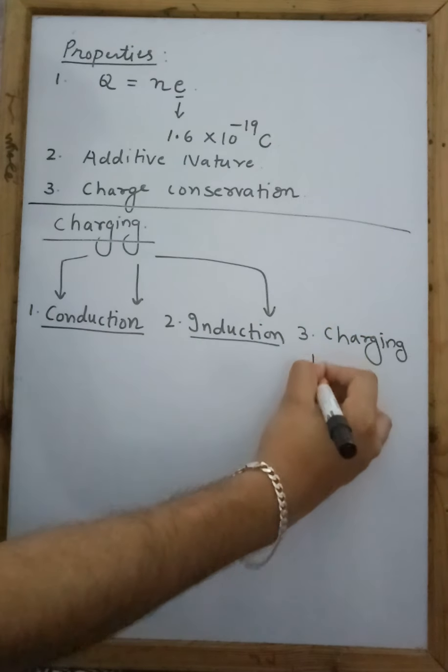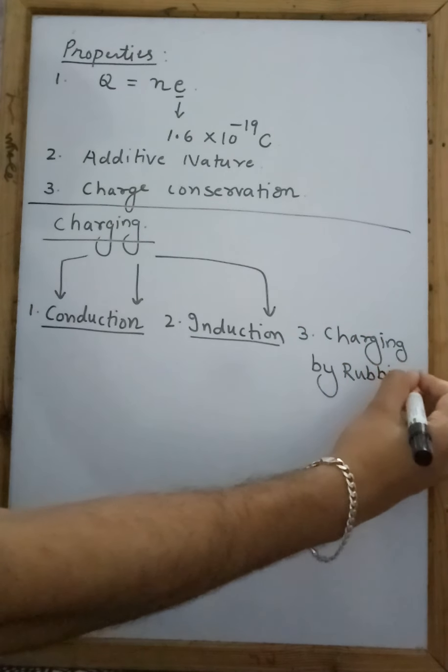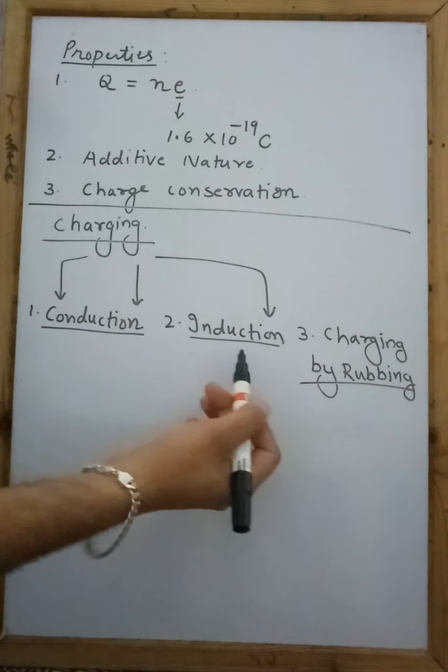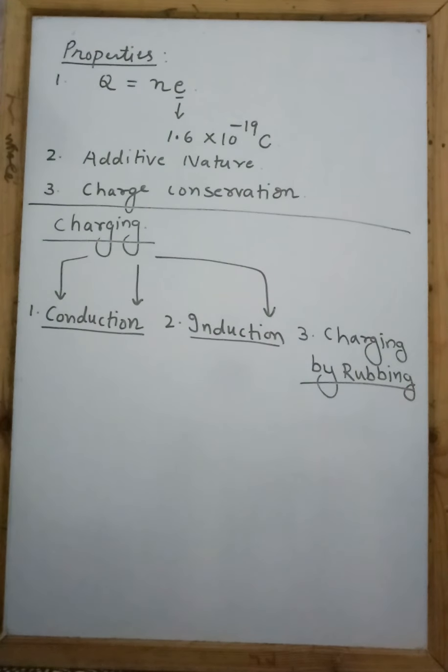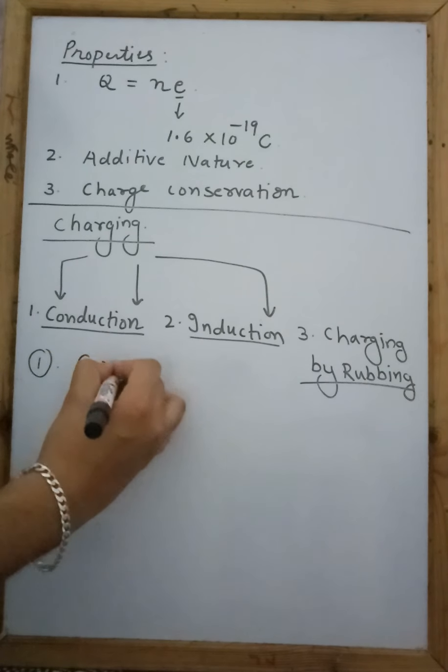You must have heard that when you rub two bodies, then one of them acquires a positive charge and the other one acquires a negative charge. So these are the general three methods: conduction, induction, and charging by rubbing. Let me start with the first method, which is conduction.